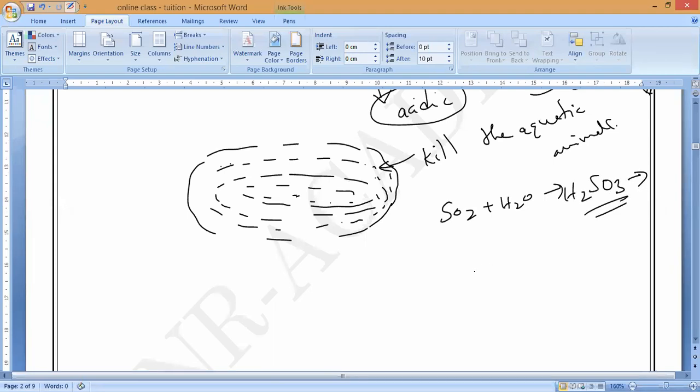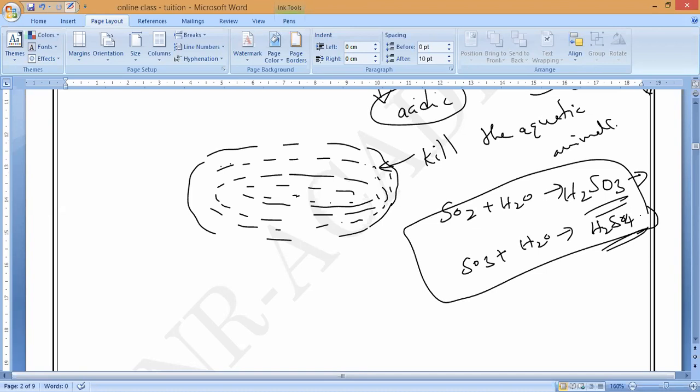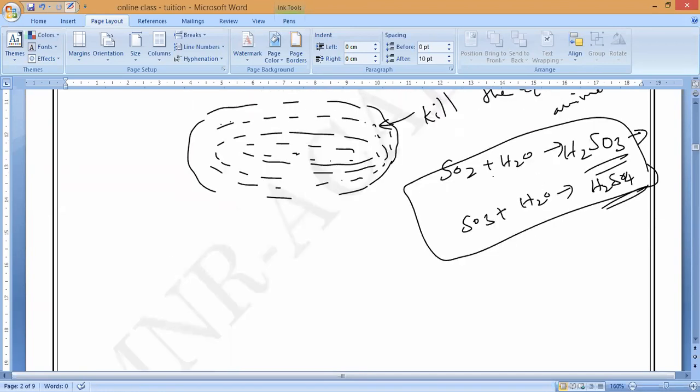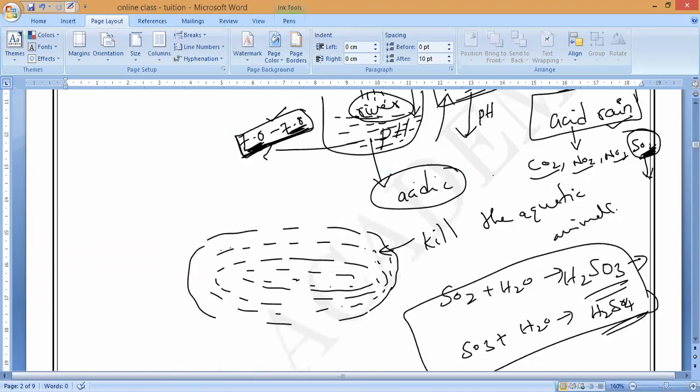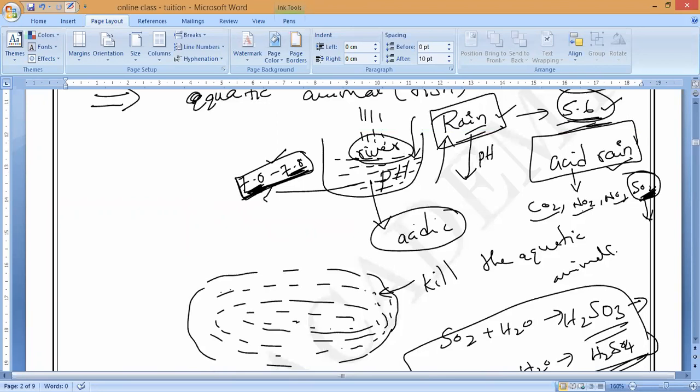Or else, if it forms sulfur trioxide, it will react with water. What will it form? H2SO4. Understand? Sulfuric acid. So very, very dangerous. That is what you have to remember. Acid rain is caused majorly by sulfur dioxide. But actually, nitrogen dioxide, nitrogen oxide, and carbon dioxide are the same, because nitrogen oxides react with water and form nitric acid, and carbon dioxide forms carbonic acid.